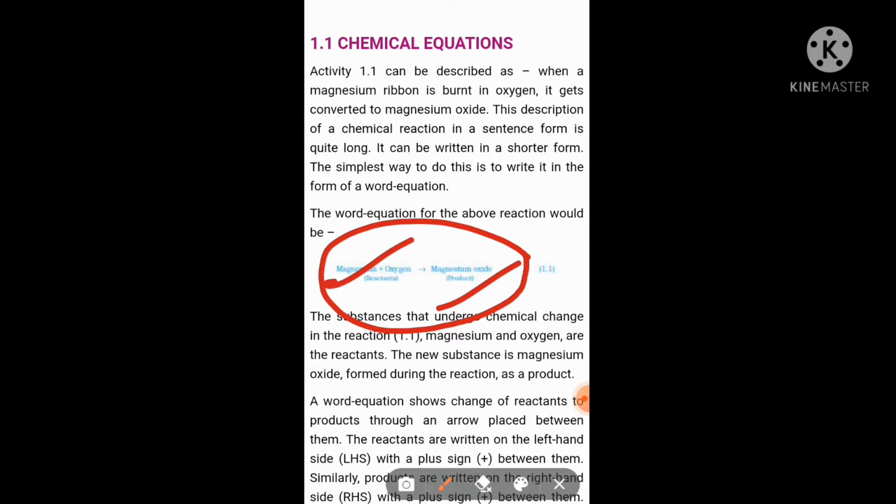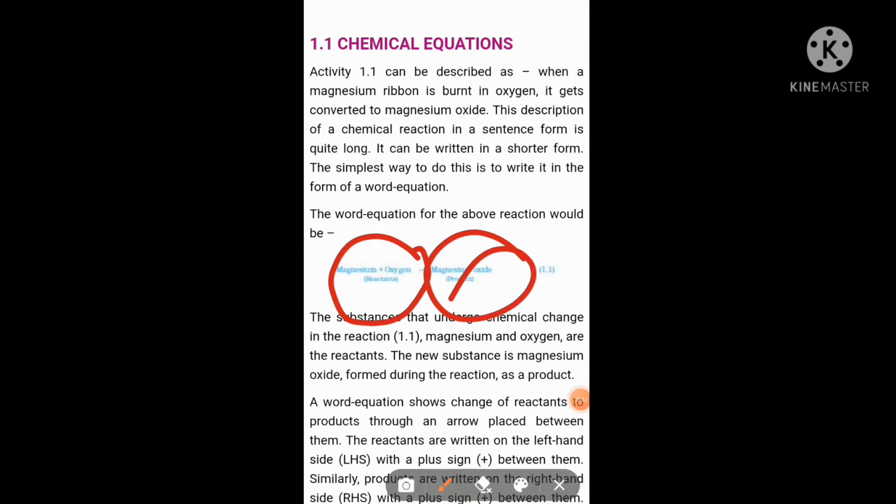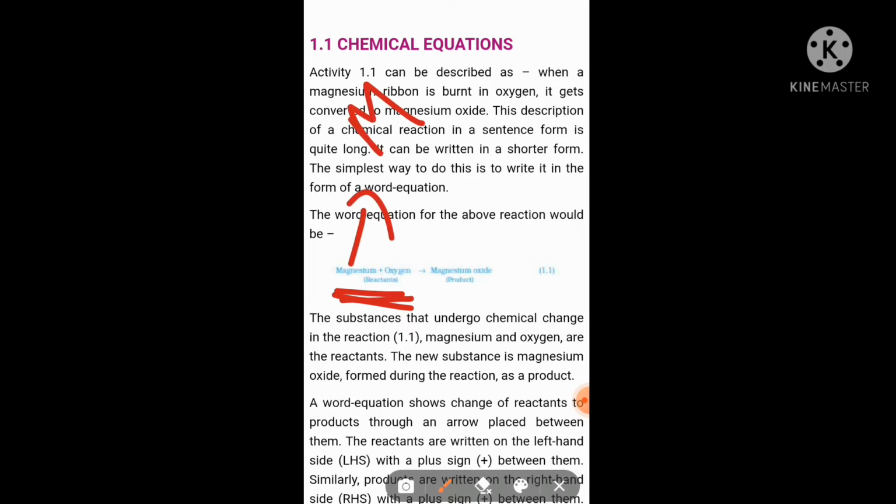Okay, so here, see, there are two types of change. This side is called reactant and this is called product. So what is a reactant? Substances that take part in the chemical reaction are called reactants. Here, how many reactants are there? There are two reactants. First is magnesium and another one is oxygen.